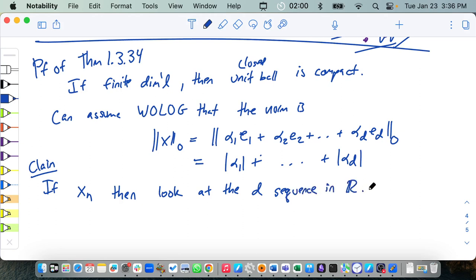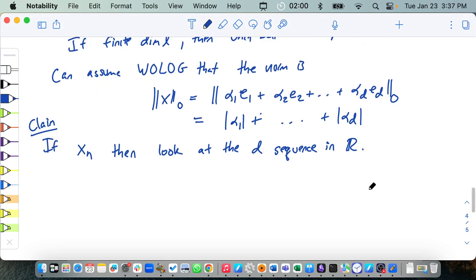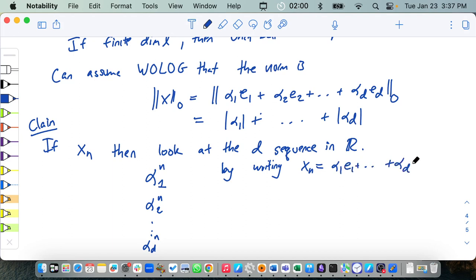So you give me a sequence x_n, and I'm going to make d sequences out of x_n in R. What are those sequences? I'm going to call them alpha_1n, alpha_2n, all the way up to alpha_dn. I get those by writing x_n as a linear combination: x_n is alpha_1n e_1 plus, and so on, alpha_dn e_d.